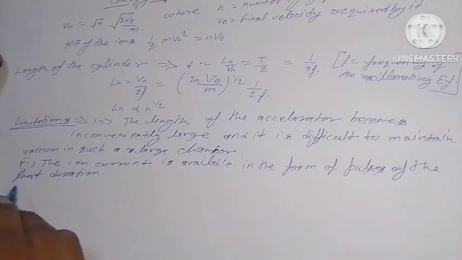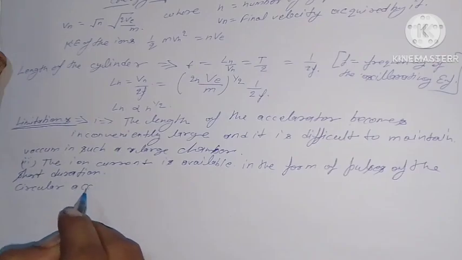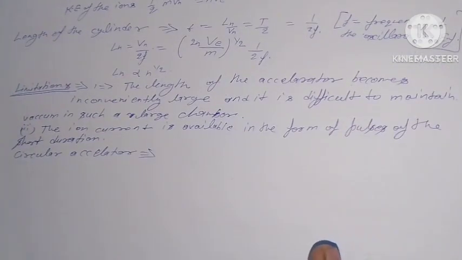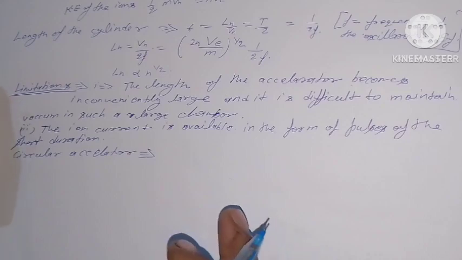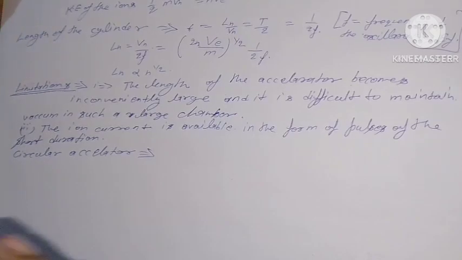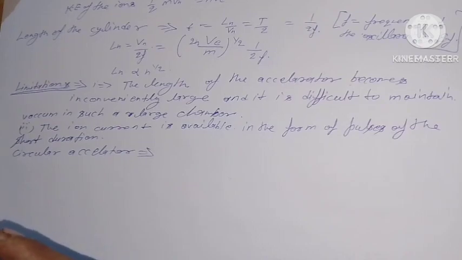Okay. Circular accelerator. A circular accelerator is another example of the drift tube accelerator. A circular accelerator is a device which can accelerate charged particles by passing them again and again in a radio frequency (RF) electric field along a closed path. Familiar examples are cyclotrons, which accelerate protons, deuterons, and alpha particles, and betatrons, which accelerate electrons.